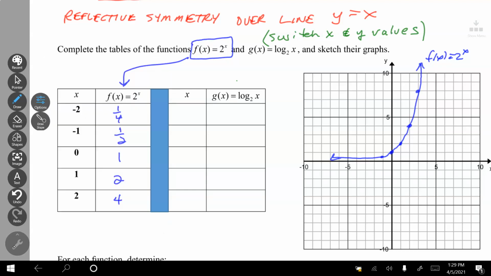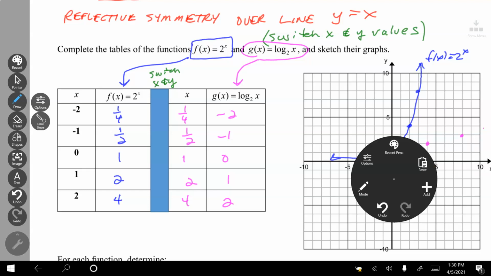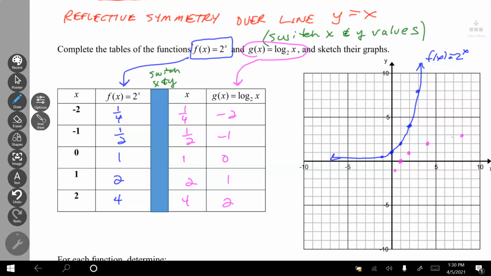So now when I want to do its inverse, I'm going to switch x and y's. I'll do it in pink. I'm going to do that graph here. So instead of negative 2, 1/4, it'll be 1/4, negative 2. 1/2, negative 1. 1, 0, 2, 1, 4, 2. I'm going to graph these points on this graph. If that was 3, 8, this would be 8, 3. And then 1/2, negative 1.